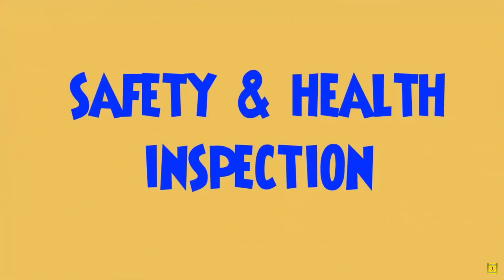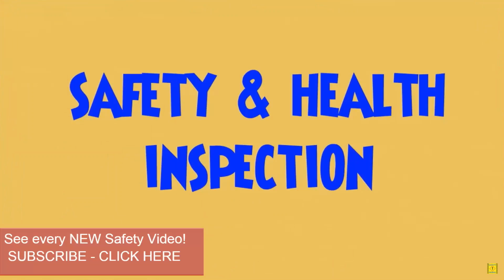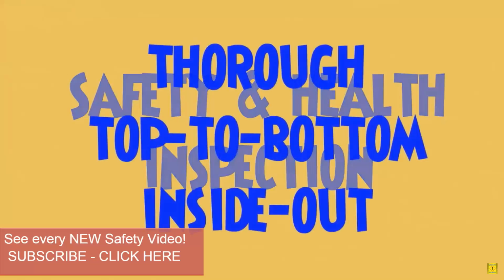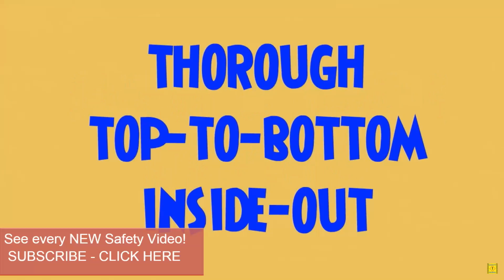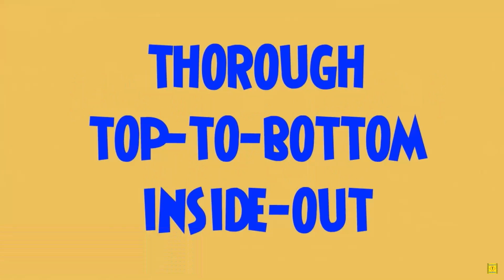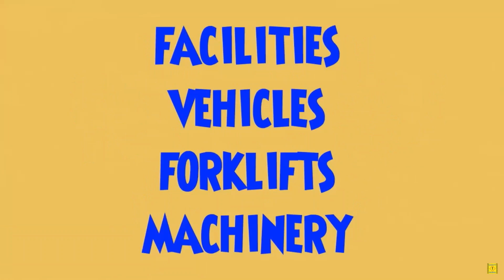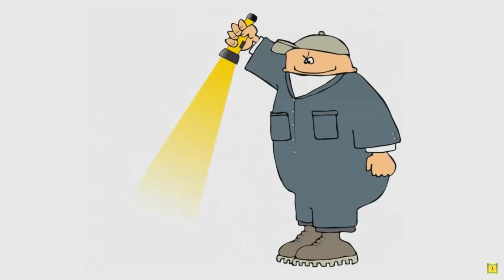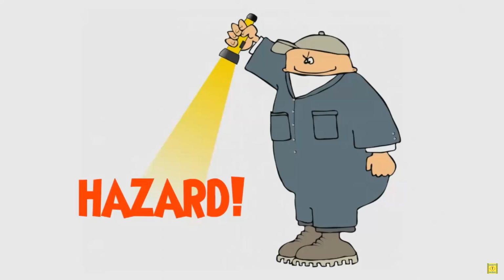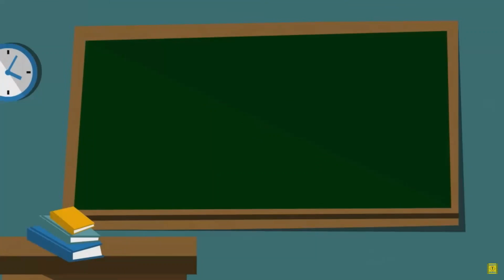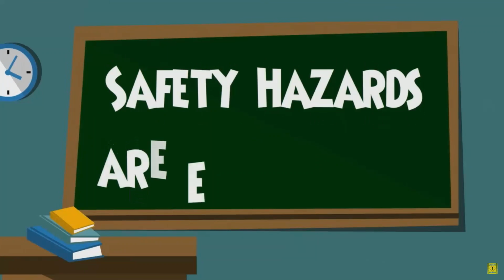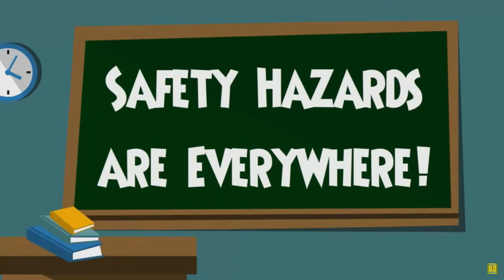The best way to find hazards is by doing a safety and health inspection. There are several ways to do inspections. Some are thorough, top to bottom, inside-out inspections on facilities, vehicles, forklifts, and machinery. Another important inspection is the quick scan. Everyone should get into the habit of doing quick visual surveys of any area they walk or drive into, no matter where you work: in an office, a machine shop, factory, store, your home, garage, or basement. Anywhere and every place can have safety obstacles. Here are some things to look for.